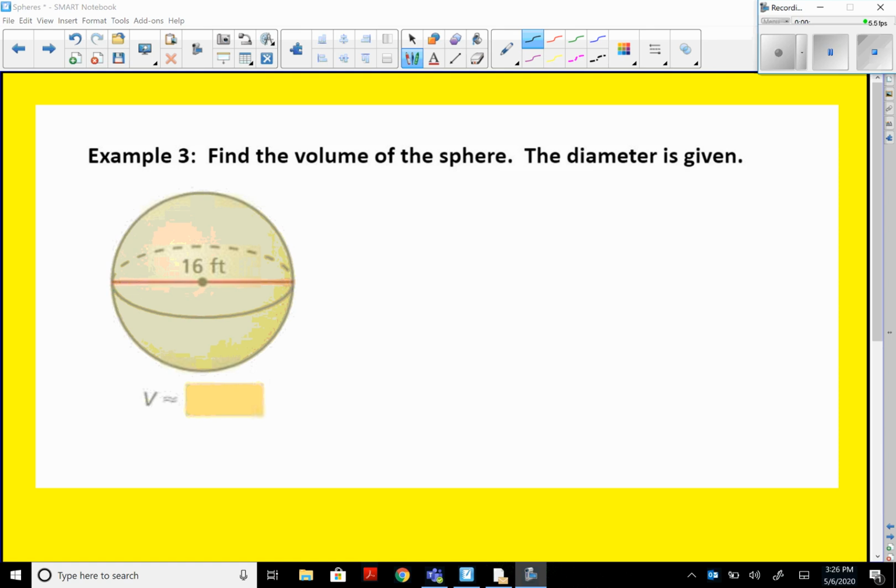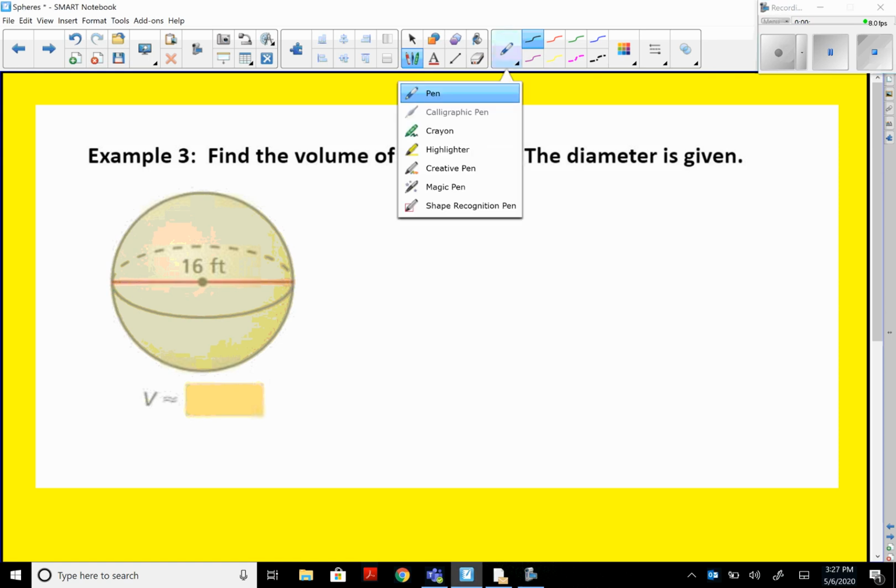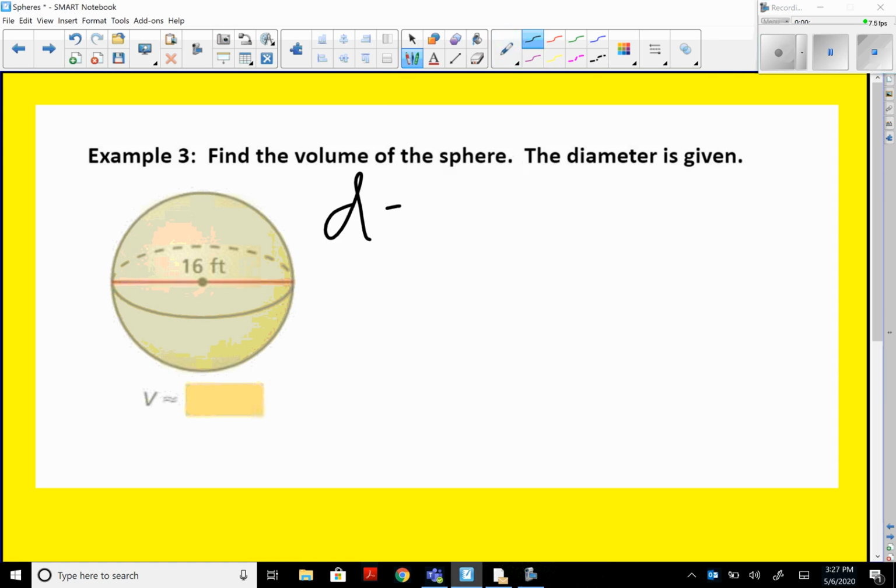Okay, we're going to go ahead and practice together by doing 3 more examples. And in this example, we're going to once again find the volume of the sphere. Except notice this time the diameter is given and not the radius. So I'm going to go ahead and write diameter. Okay, so if we know the diameter is 16 feet, then that means the radius is half that amount. So the radius is 8 feet.